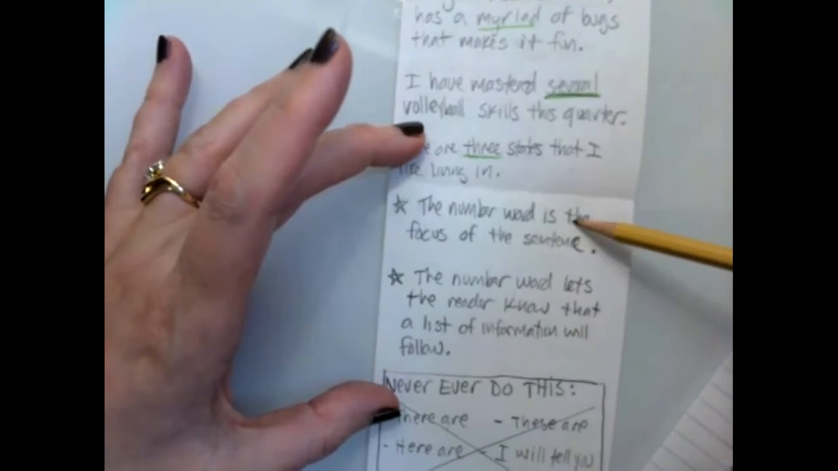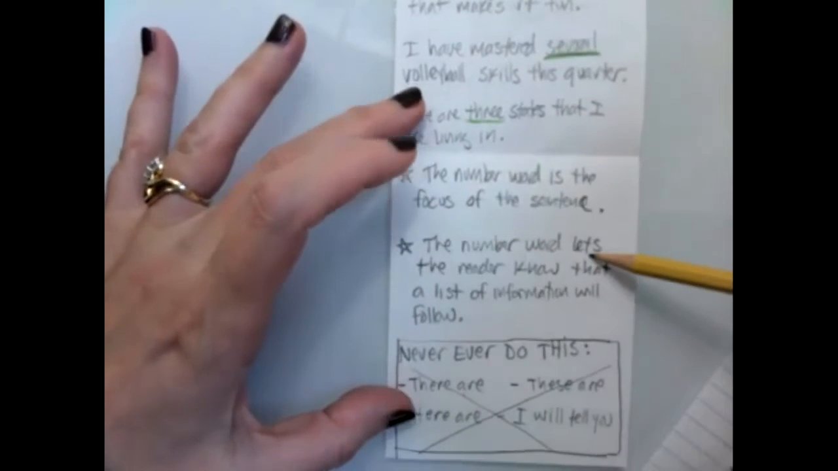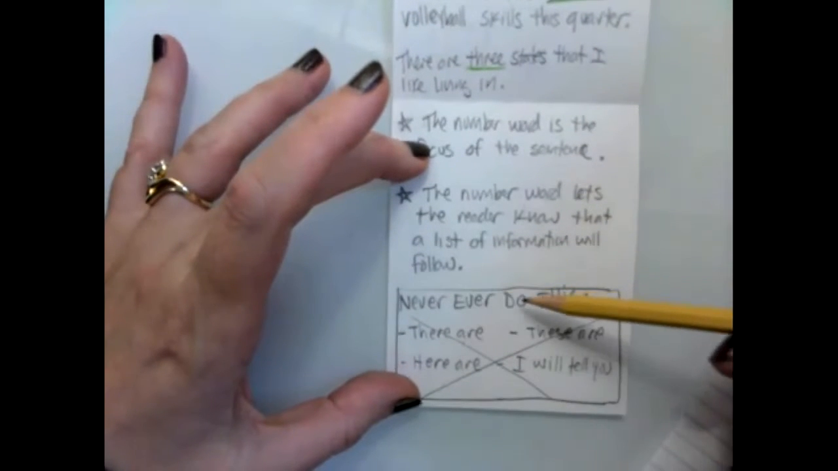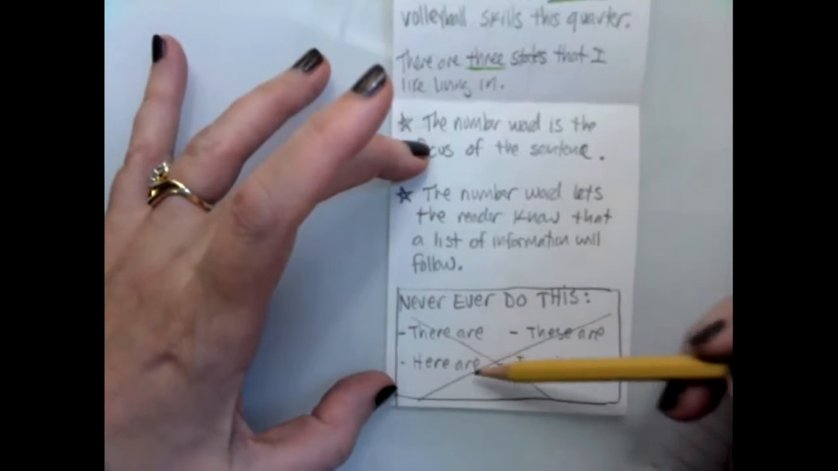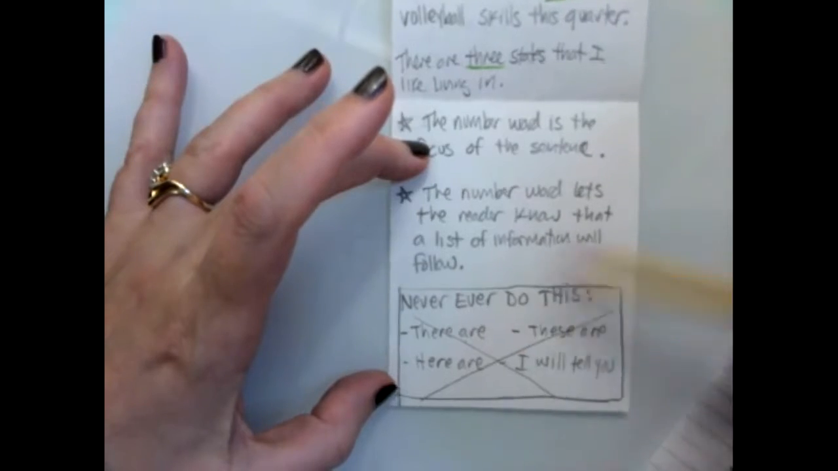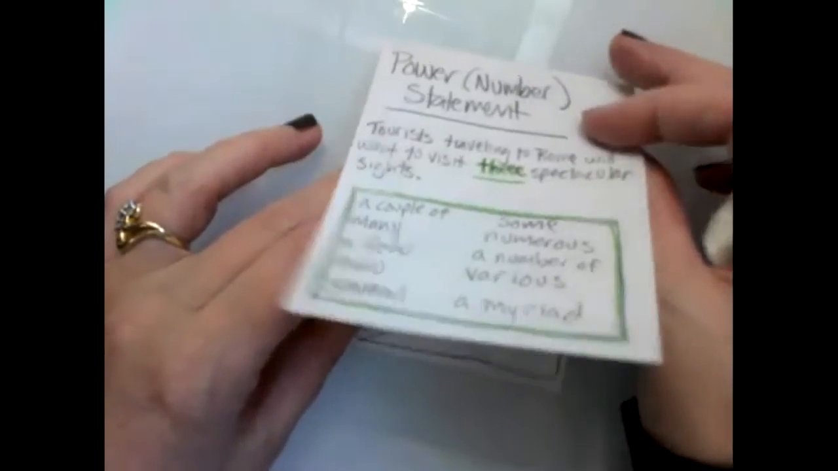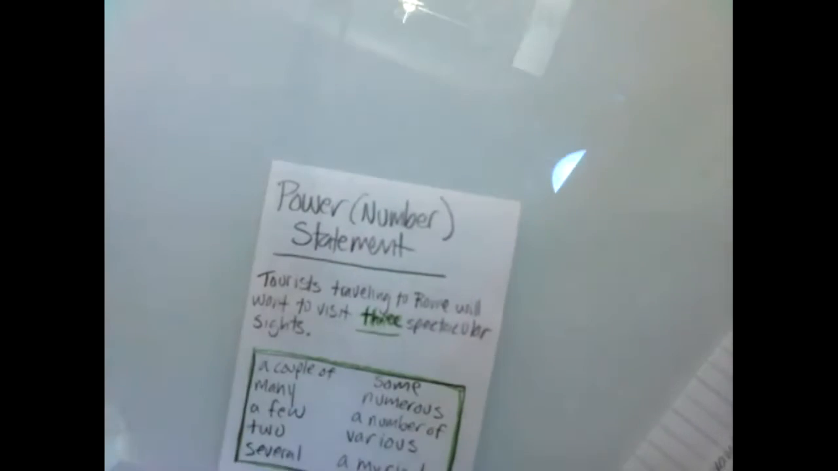The number word is the focus of the sentence. The number word lets the reader know that a list of information will follow. Never ever do this: There are, here are, these are, I will tell you. And then again, this is left blank because this is going to get taped or glue sticked to a sheet of paper with multiple ones on there.